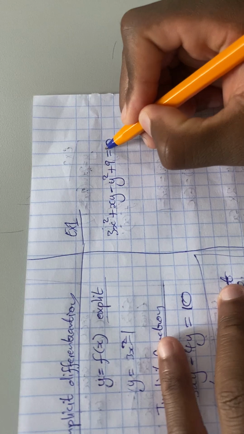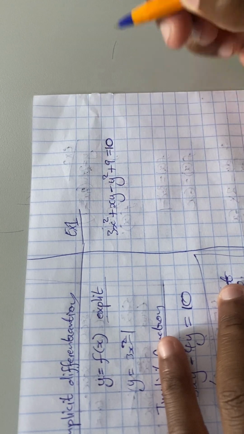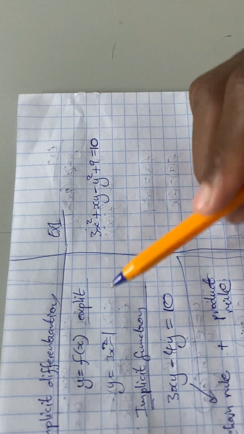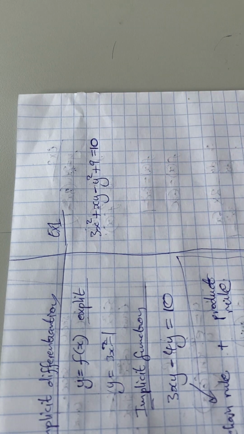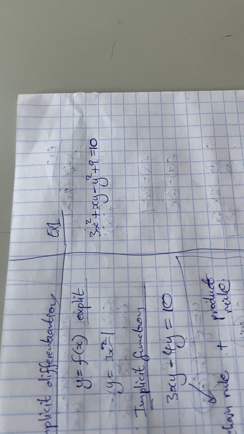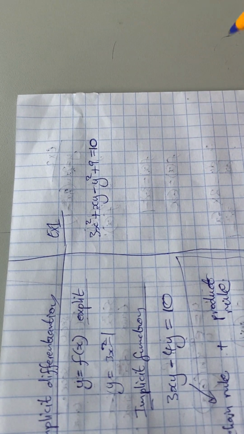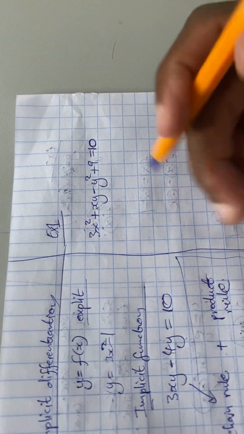Let me just say it is equal to 10. So how do you solve this equation? This is an implicit equation because now y is not the subject of the equation, right? And don't try to make y the subject of the equation. Don't. You'll just complicate things. Just don't.